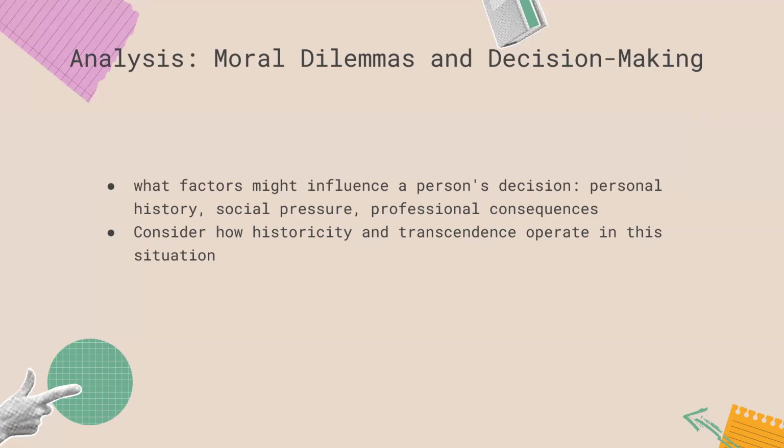Porque al final tenemos que cumplir con unas norms, ¿verdad? Con unos codes. Si no, perdió el boer, ¿no? Sí. Veamos la segunda. Consider how historicity and transcendence operate in this situation. Considera en esa situación que me estás planteando con la primera pregunta, cómo el historicity y el transcendence operan en esa situación.